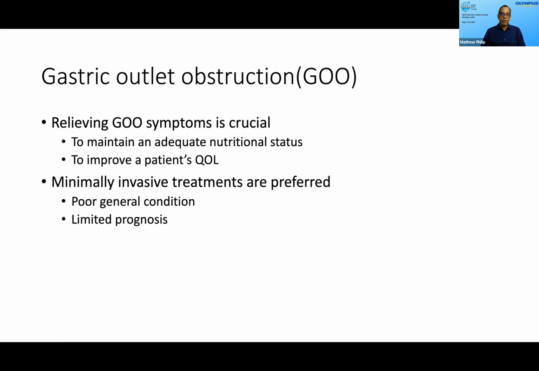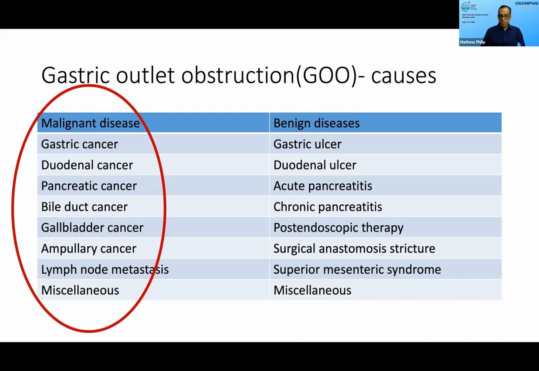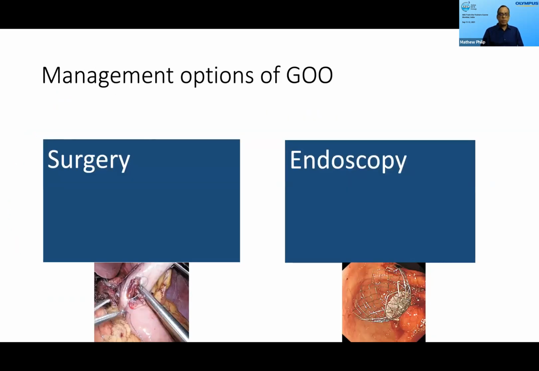Gastric outlet obstruction. Now, relief of GOO symptoms is very crucial, mainly to maintain the nutritional status of the patient and improve quality of life. As the general condition of these patients is quite poor and the prognosis is poor, we need to do a minimally invasive treatment. When you look at the causes of gastric outlet obstruction, malignant disease predominates, but there is benign disease also. But mostly we do endoscopic maneuvers like GJ in those patients who have malignant disease. So coming to the management options of gastric outlet obstruction, we have surgery and then we have endoscopy.